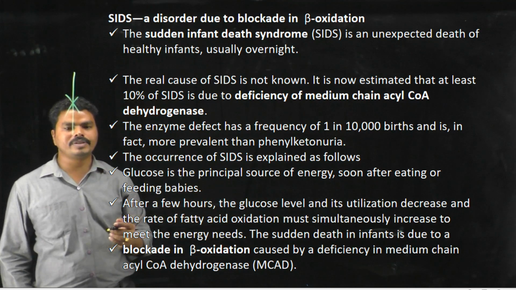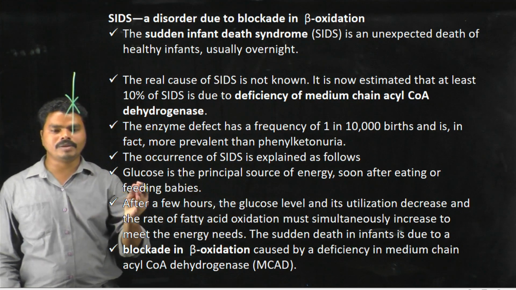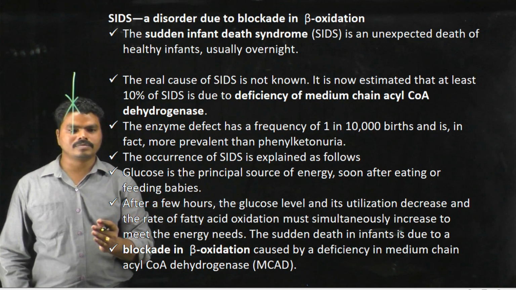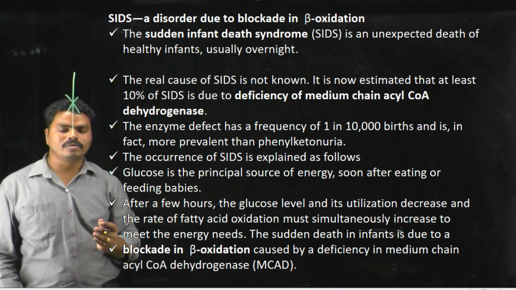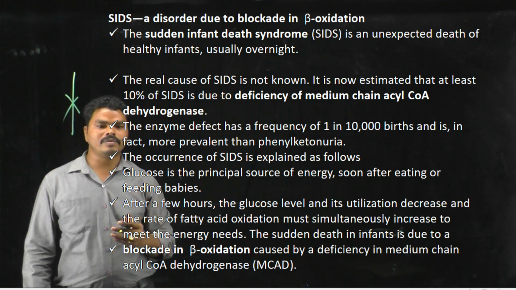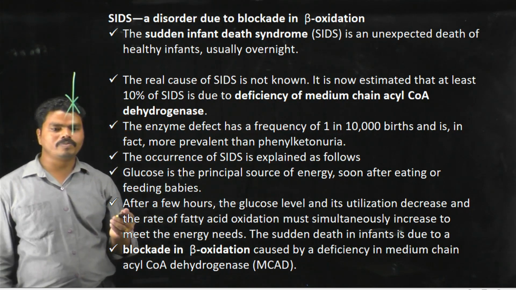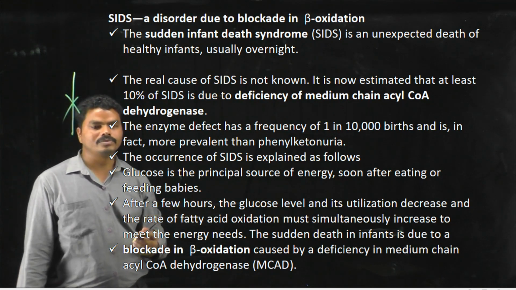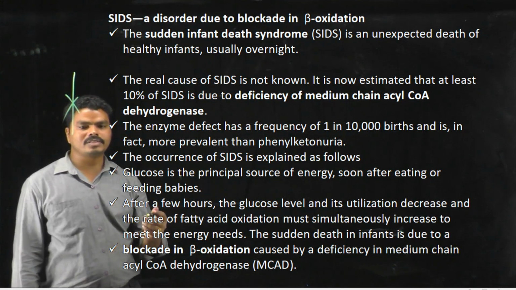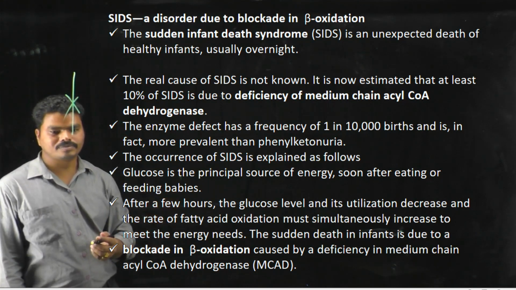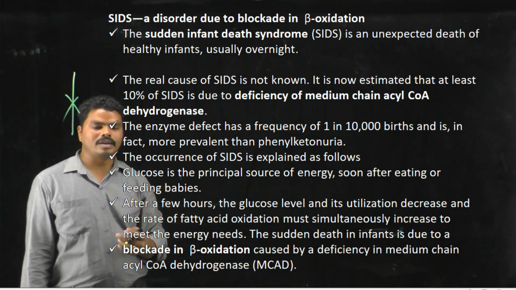This enzyme defect has a frequency of, for example, one baby in 10,000 births who may have this deficiency of medium chain acyl CoA dehydrogenase. So this disease is more prevalent than phenylketonuria. The occurrence of SIDS is explained as follows, so we can see how SIDS can occur.